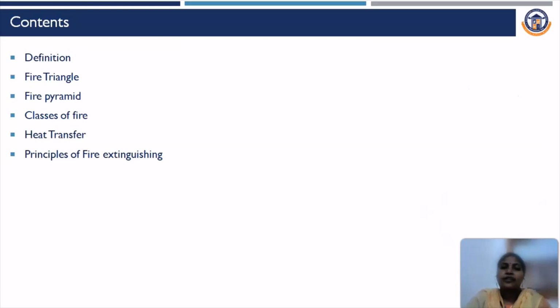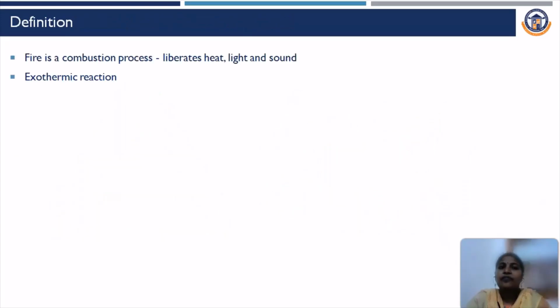Before going into the definition, there are 5 universal elements. Fire is one among them. Fire is generally a combustion process that liberates heat, light and sound. And as it is a combustion process, it is an exothermic reaction.